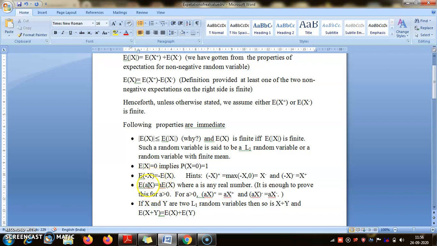Now next is that if I take a times X, expectation of aX is a times expectation of X, for any real number a, but it is enough to prove it for positive a. Why is that so? Because of this previous property.